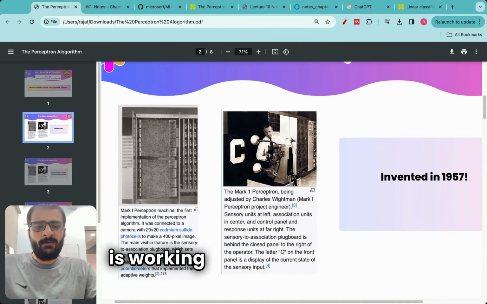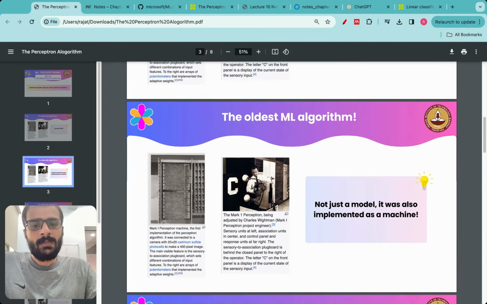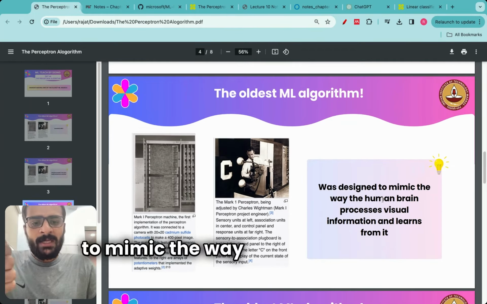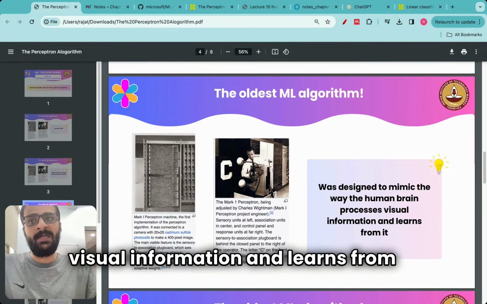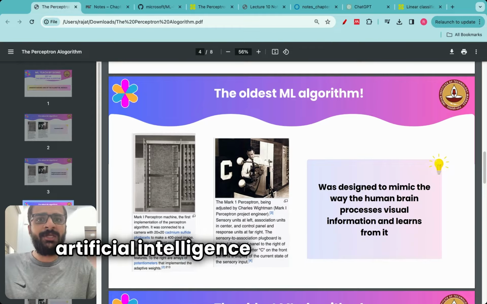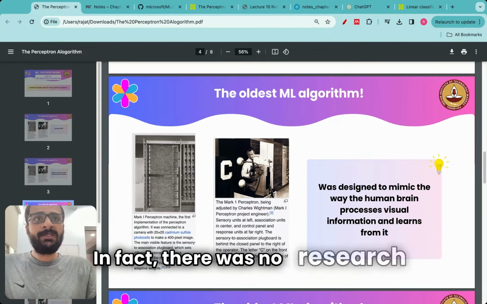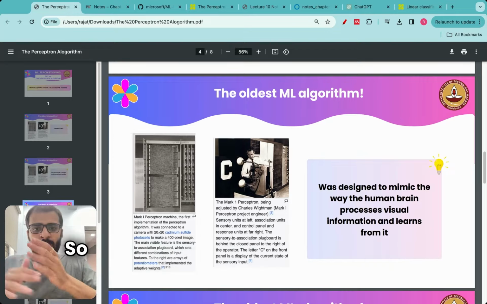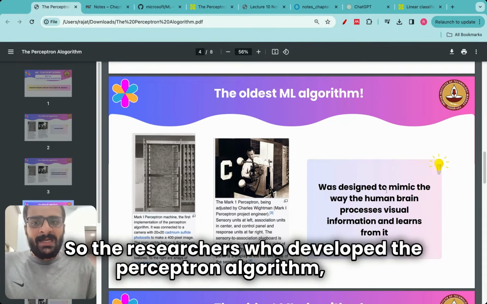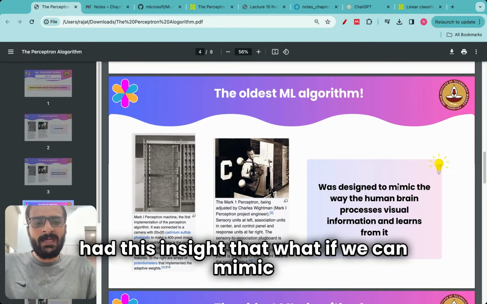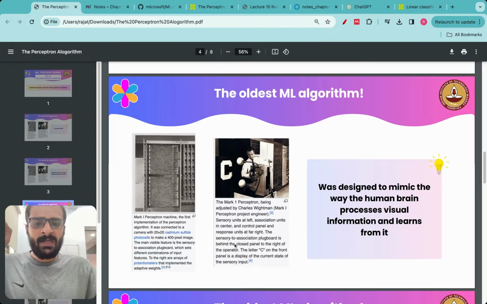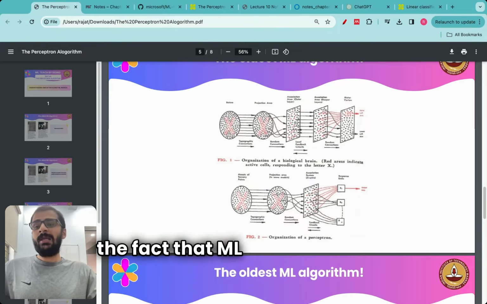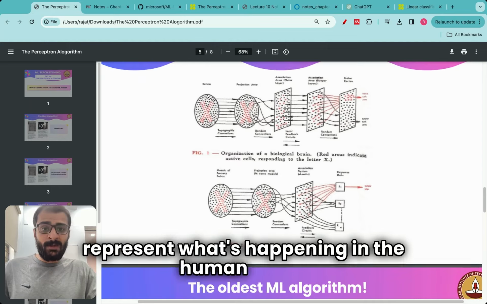Here is the person who is working with the machine. The main purpose of this machine was to mimic the way the human brain processes visual information and learns from it. Remember, at that time, neural networks and artificial intelligence were not developed at all. In fact, this terminology itself was not known, that AI can represent the human brain. So the researchers who developed the perceptron algorithm had this insight: what if we can mimic the way the human brain processes visual information? The perceptron is very fundamental and very rudimentary, but it gave the idea that ML algorithms can essentially represent what's happening in the human brain.